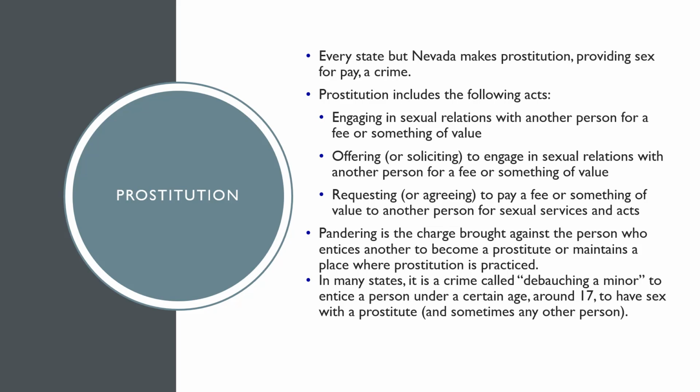Pandering is a charge brought against a person who entices another to become a prostitute or maintain a prostitution. Pimping would be the common one. In many states, it's a crime called debauching a minor. We don't have this in North Carolina, but some states do. To entice a person under a certain age to have sex with a prostitute. We have a criminal statute for that, but we don't call it debauching a minor.